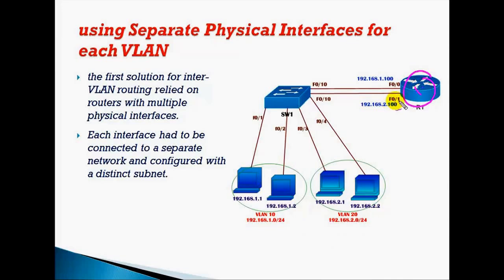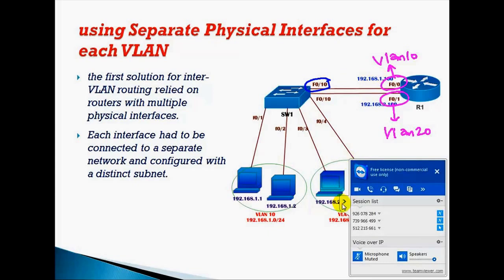So we just need one single device, that is a router, but you need to have at least 2 physical interfaces, one for each VLAN, where one of the physical interfaces will act as a gateway for VLAN 10, and the other interface will act as a gateway for VLAN 20. So if you have 3 VLANs, you need to have 3 separate physical interfaces. And if you have 10 VLANs, 10 separate physical interfaces. And then the opposite side of the interface.